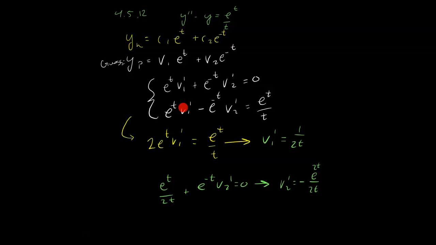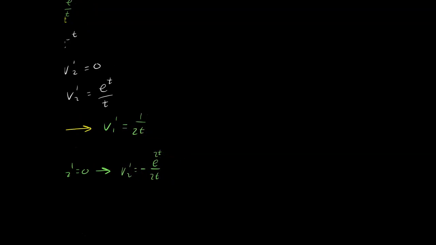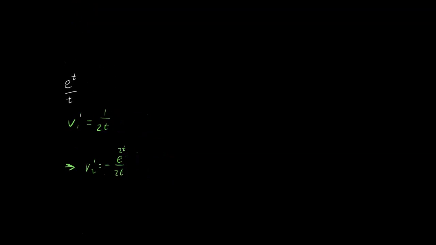Now then we solve this system of equations either through Cramer's rule, or I did it here algebraically. And so we're almost there. Notice our particular solution, we just need v1 and v2, but we have v1 prime and v2 prime. So to finish this off, we need to integrate these. So let's go over to the right here and integrate these two little functions.